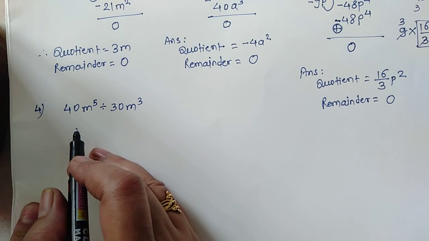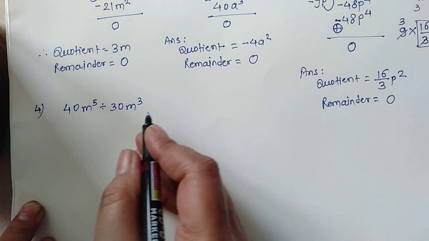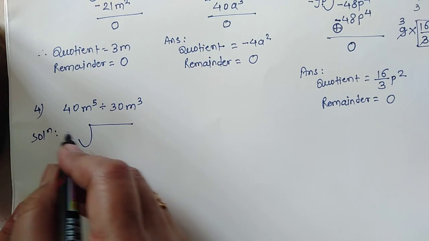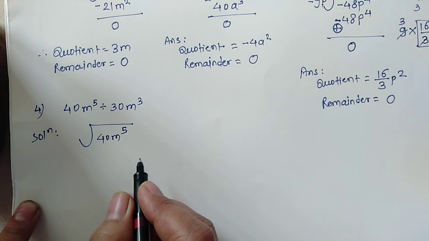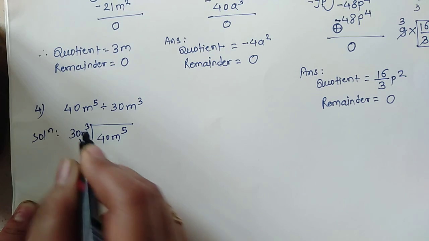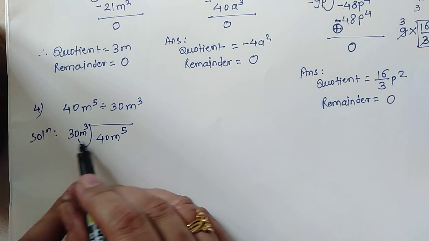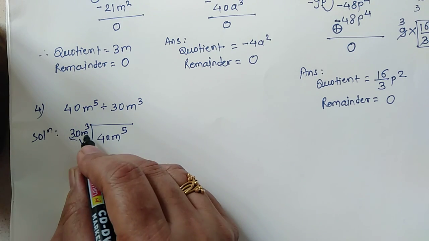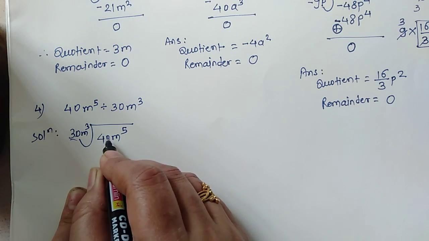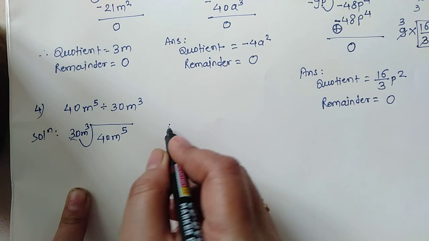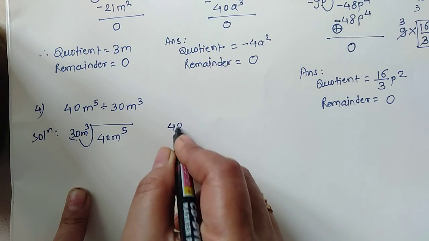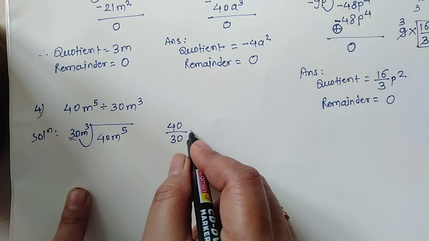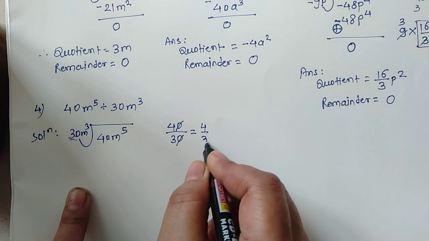See the fourth question. 40 m raised to 5 divided by 30 m cube. So write down solution. Firstly rewrite it into proper form. 40m raised to 5 is a dividend and 30m cube is a divisor. Now see again here, 40 does not come in the table of 30. So we have to find out the multiplier of 30. In this way we get the 40. So to find out it, we take the division of 40 upon 30. So then we get 4 upon 3.